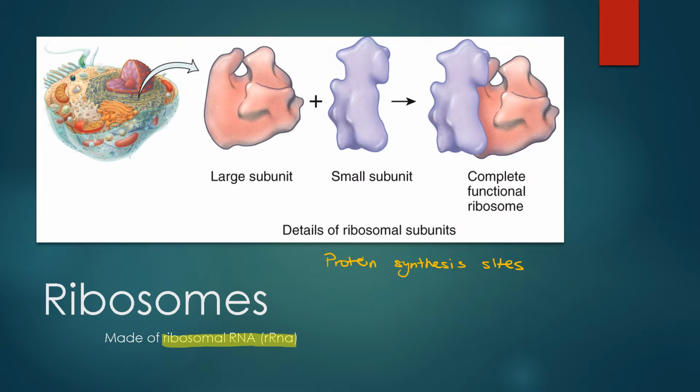Now, structurally, the ribosome is made up of two subunits. We have a large subunit and a small subunit. The small subunit is approximately half the size of the larger one. And these two subunits are made separately in the nucleus, and then they exit the nucleus separately, and then they come together in the cytoplasm.